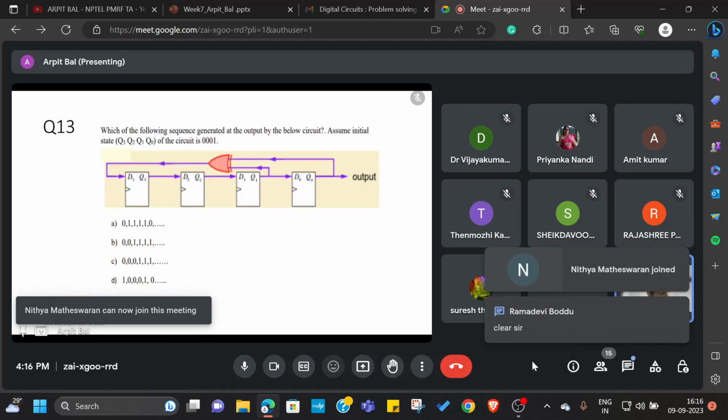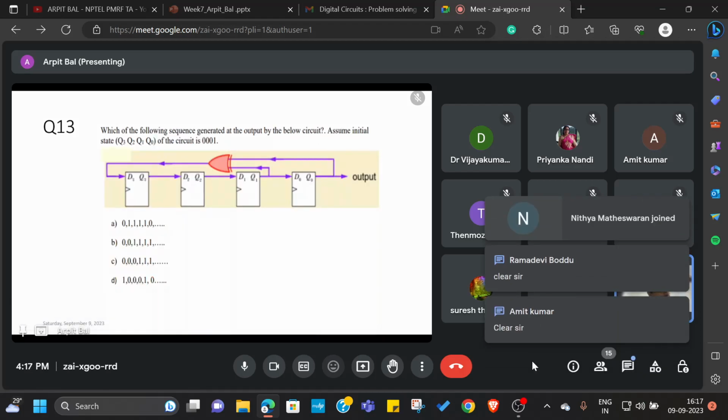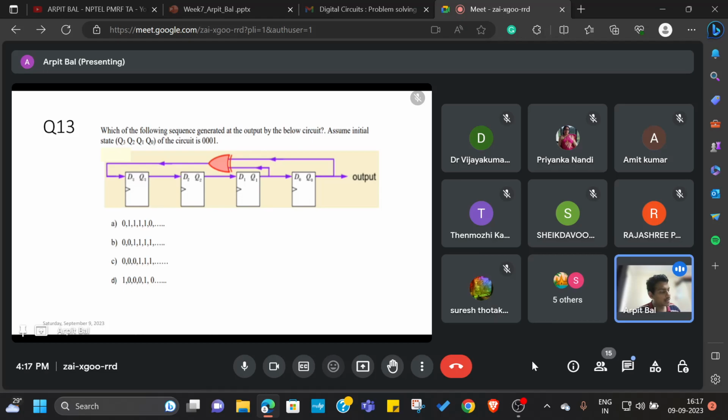Moving on to the next question. This is also similar to the previous questions that we have done, and in this case we have to tell what is the sequence at the output that is going to be generated. Always remember the first step, that is writing down the equation. So what is the equation for D3? Q1 XOR Q0. Correct.